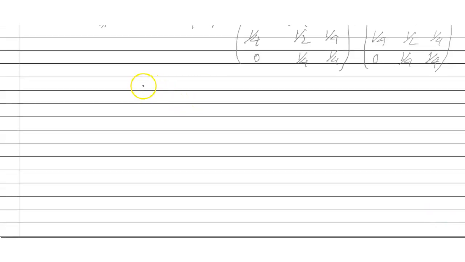So whatever I get, P square is equal to 5 by 8, 5 by 16, 1 by 16, and 5 by 16, 1 by 2, 3 by 16, 3 by 16, 4 by 16, and 1 by 4. This is my P square, friends.